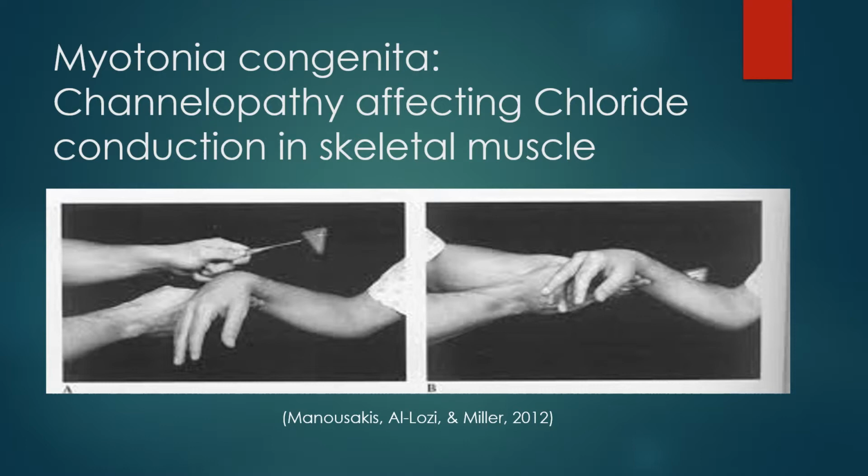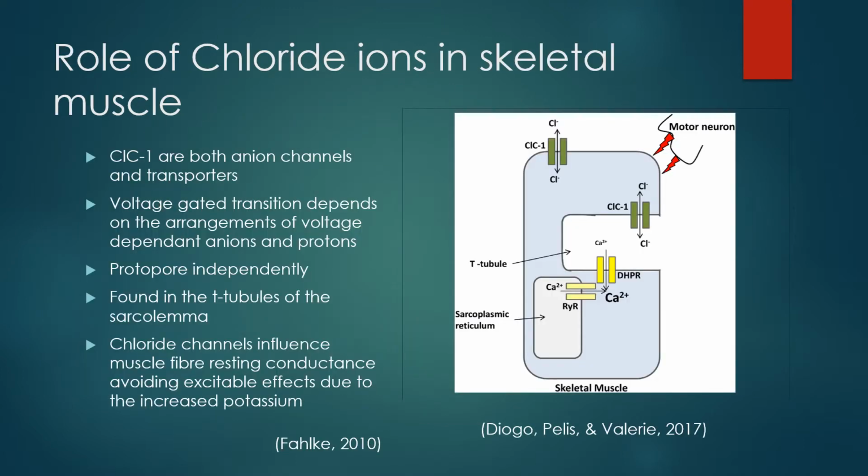Myotonia congenita is where chloride conductance in muscle fibers is reduced, finding sufferers experiencing muscle stiffness. For skeletal muscle to work efficiently, voltage-gated chloride channels are required. Chloride channels act as both anion channels and anion transporters. The voltage-gated transition depends on the arrangement of the voltage-dependent anions and protons. These chloride channels protopore independently.